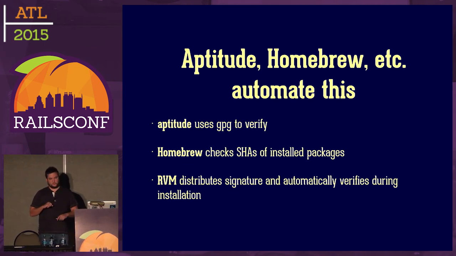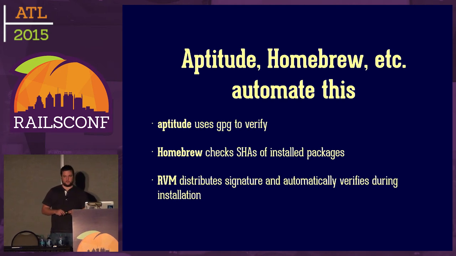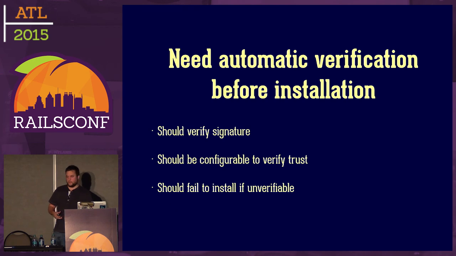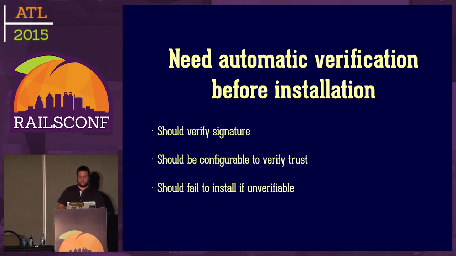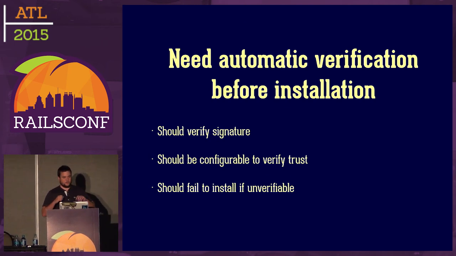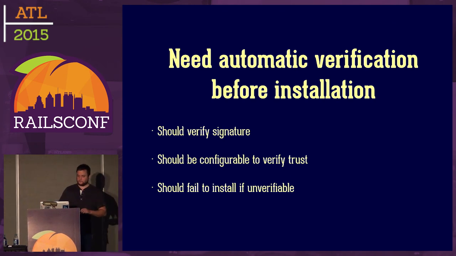And RVM actually distributes Michael Pappas's personal key and automatically verifies that during installation. So to fix these problems for ourselves, we need some sort of automatic verification before installation. We should be verifying signatures no matter what. Every time we install something, we should verify that it was correctly signed. That means that the package hasn't been tampered with since the person who signed it signed it.